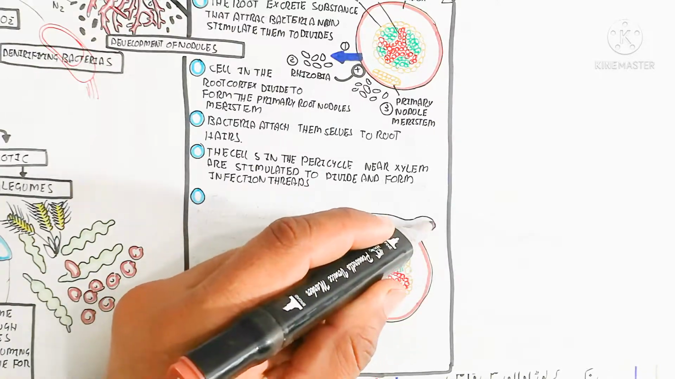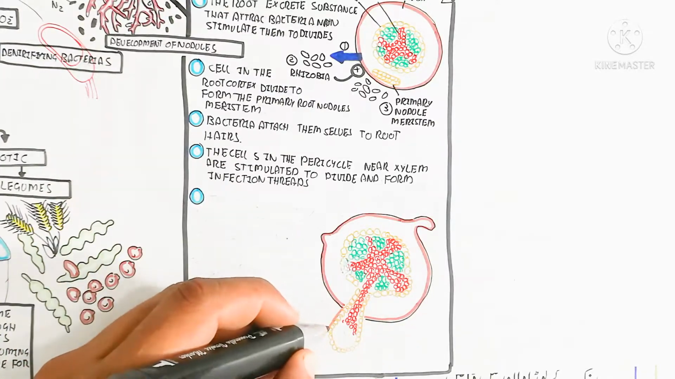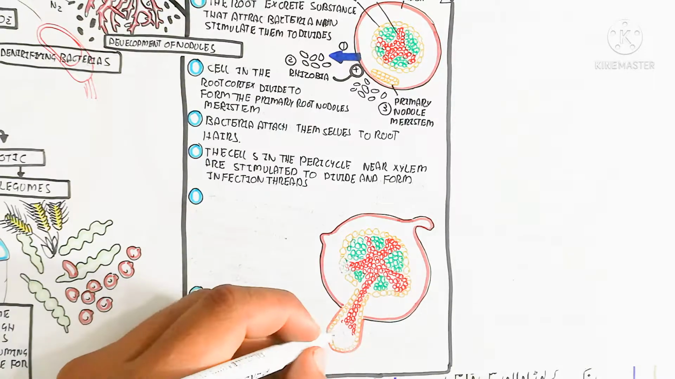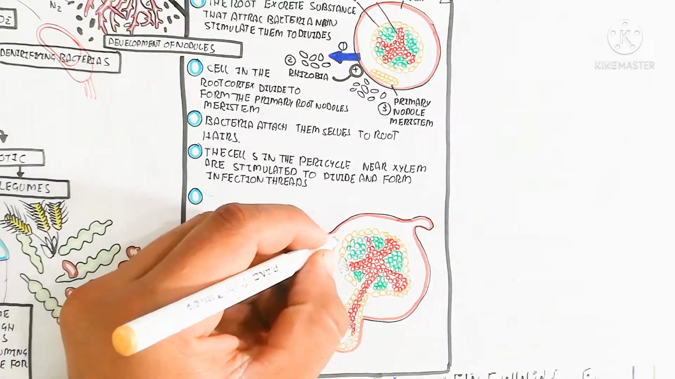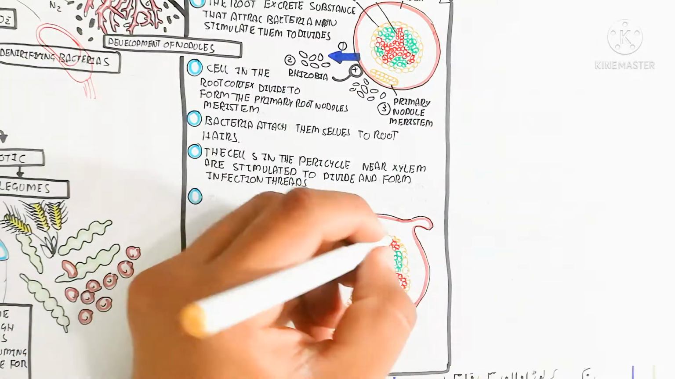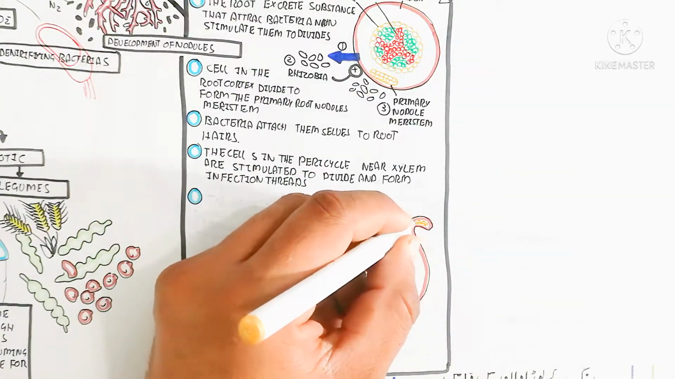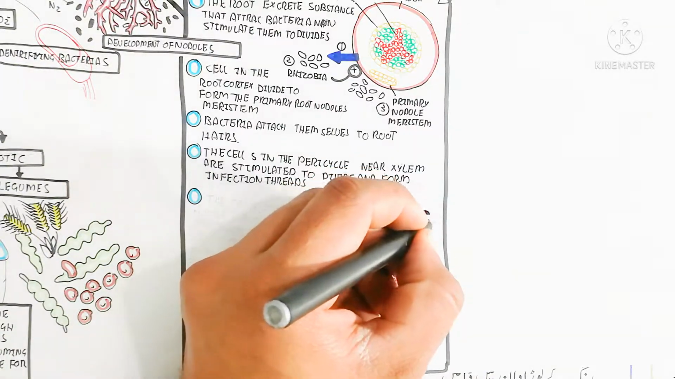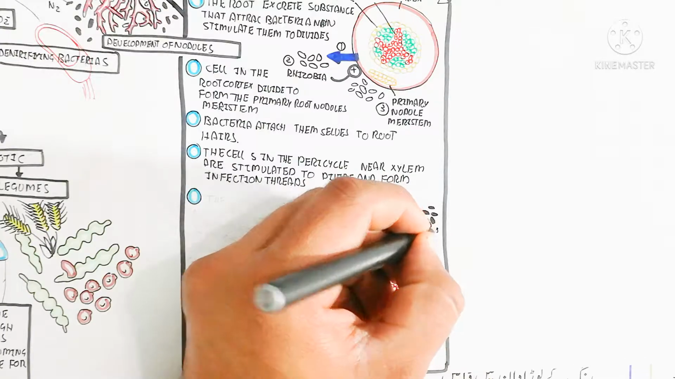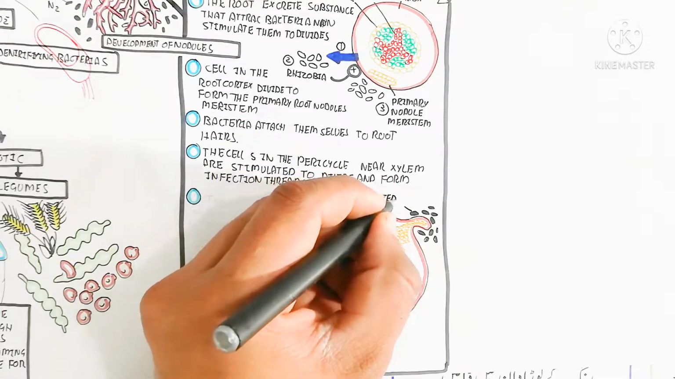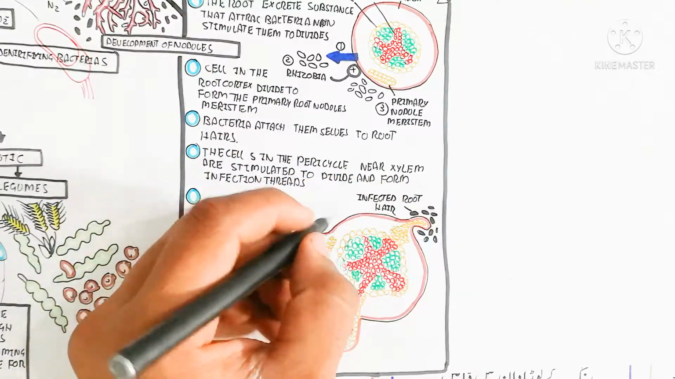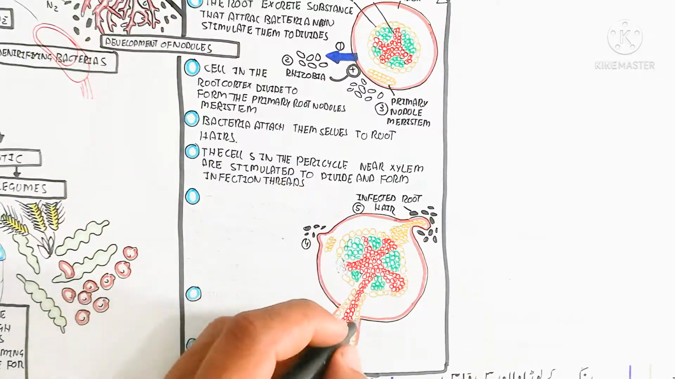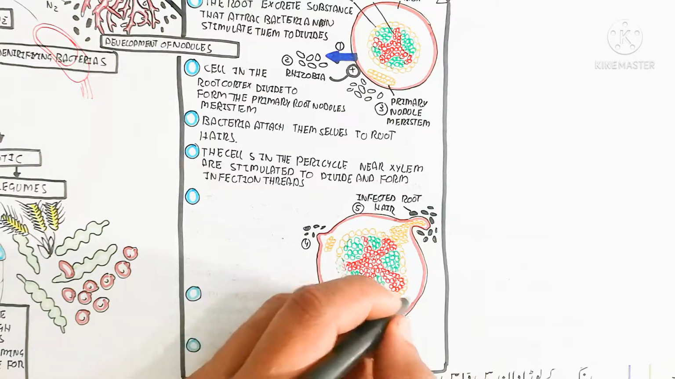So the infection threads will be formed, and in this way, you can see the infection thread will grow, the pericycle will grow, and nodule vascular tissue will grow. In this way the infected root hair formation will occur, and the bacteria are present near the nodule. In this way you can see and understand the cells of the primary nodule meristem pericycle continue to divide.